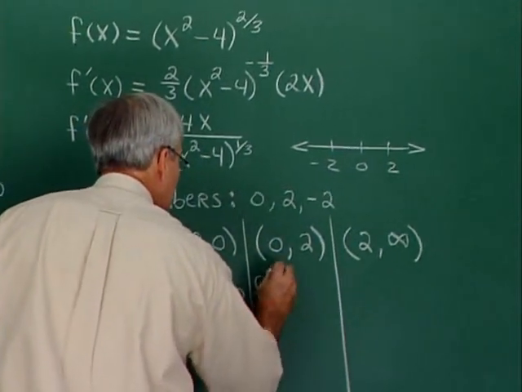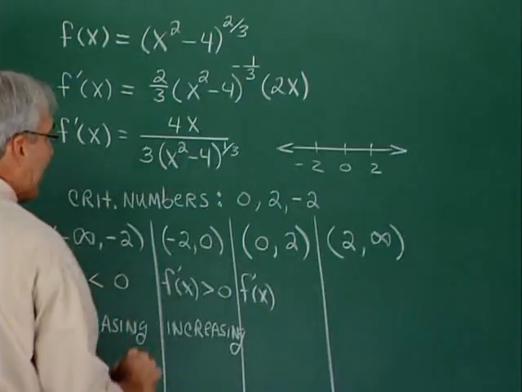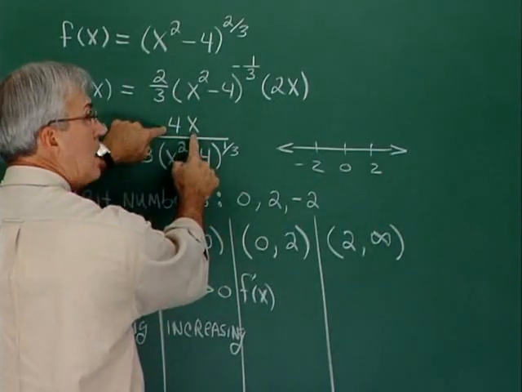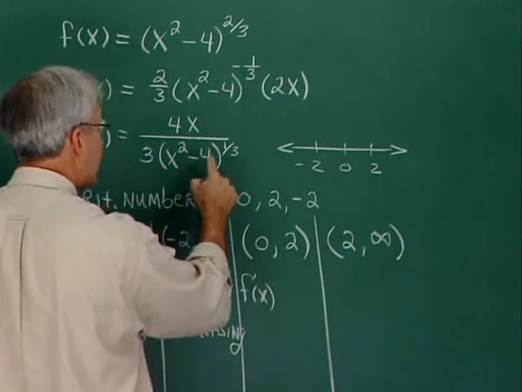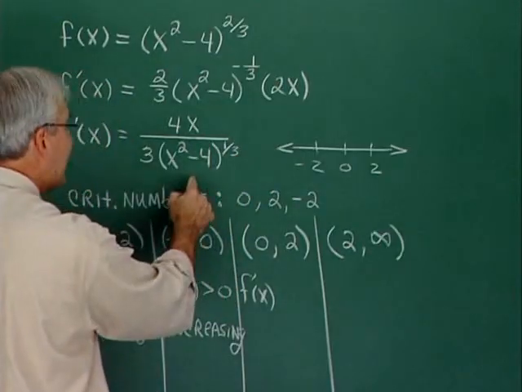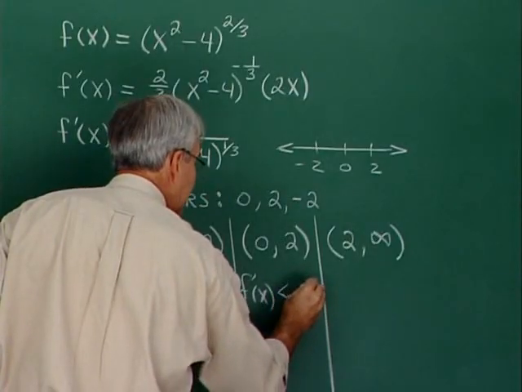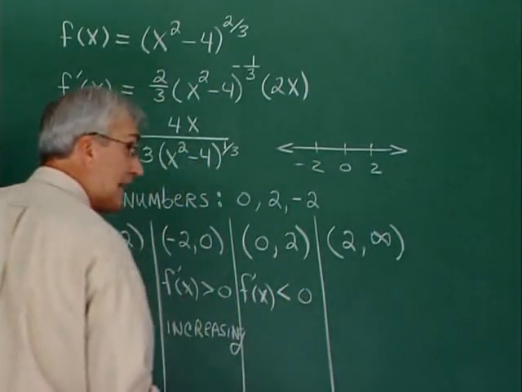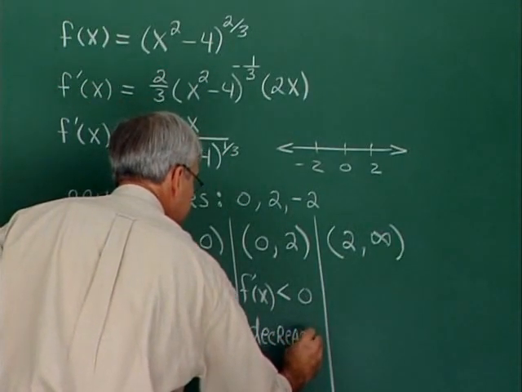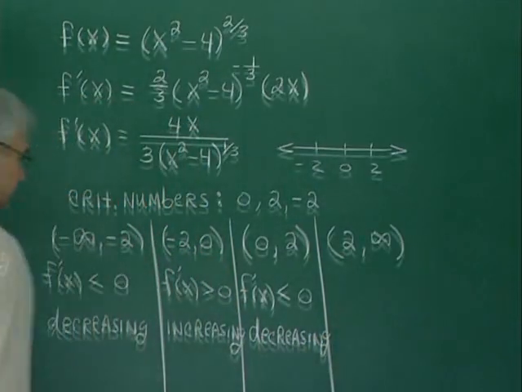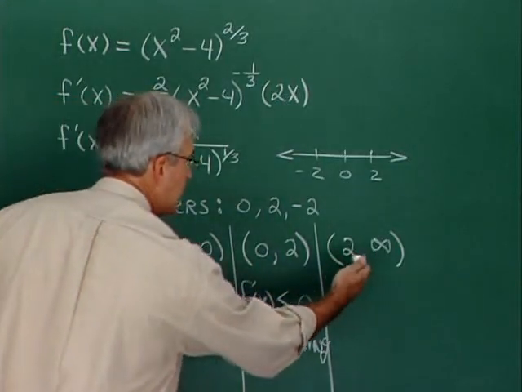But in this one, f prime of x, positive or negative? We're choosing values in this interval. 1 is a handy one to choose. If x is replaced with 1, we have 4 times 1, 4. Positive number in the numerator. 1 squared is 1. 1 minus 4, -3. The cube root of -3 is negative. Times 3, negative. Positive divided by negative, negative. So this is less than 0. A negative derivative in that interval means that we have a decreasing graph.